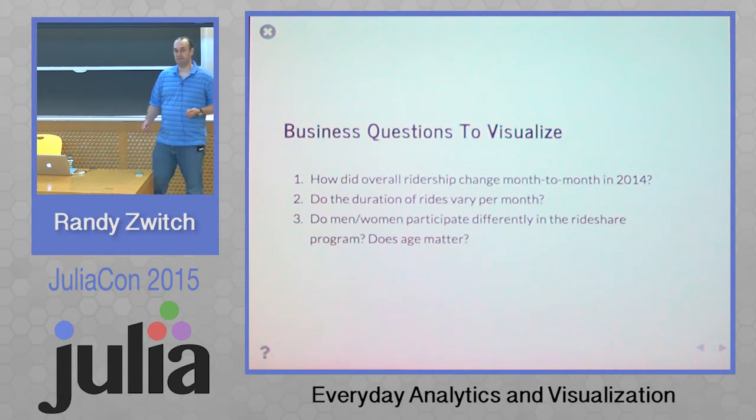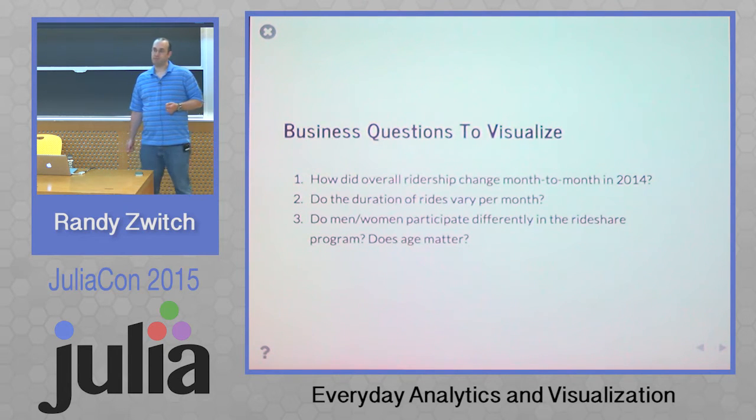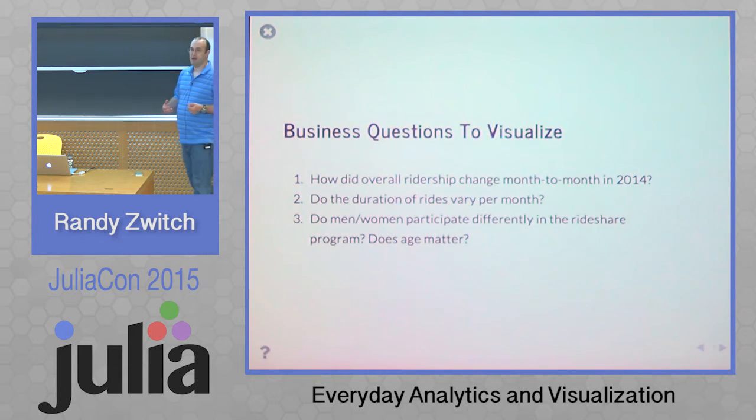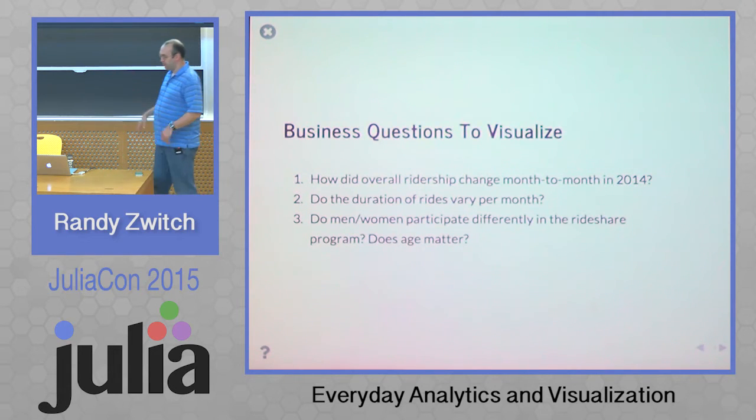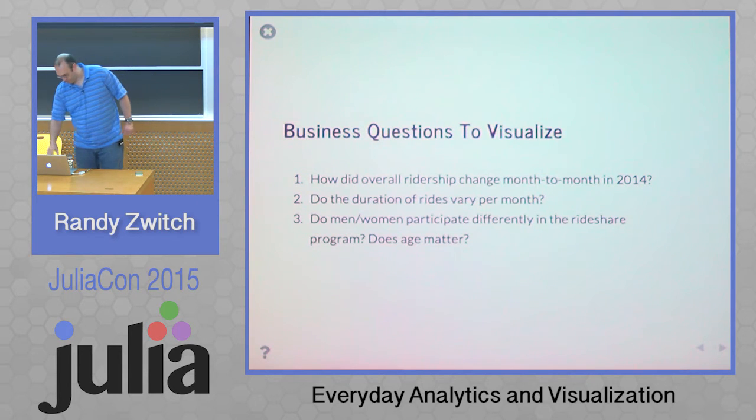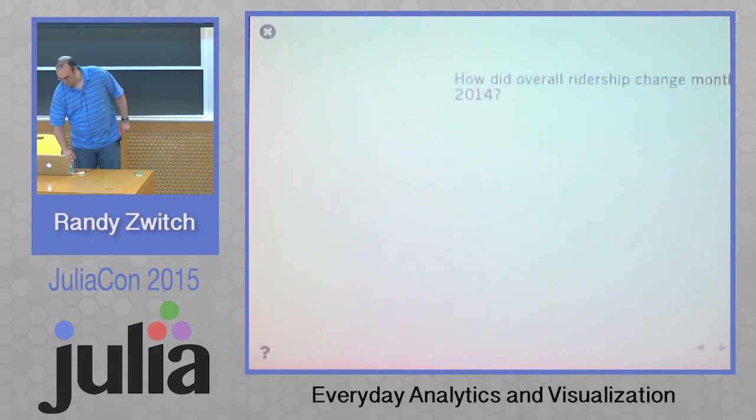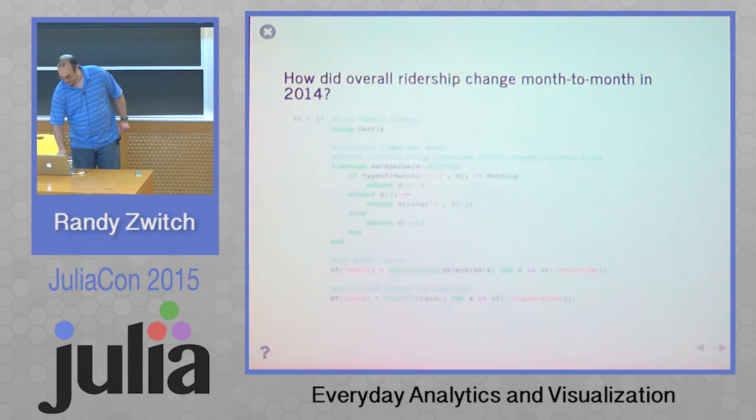So if you have this temperature effect, if people are riding in December, do they ride really short rides relative to perhaps April when it's a really nice day out and they take the bike out all day? So again, we can evaluate that. And then finally, do men and women participate differently in the rideshare program, and does age matter? So we can answer all 3 of these questions, or 4 of these questions, very easily using visualizations.